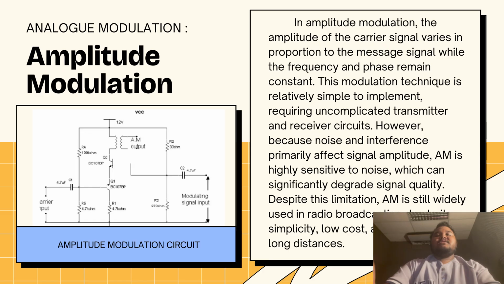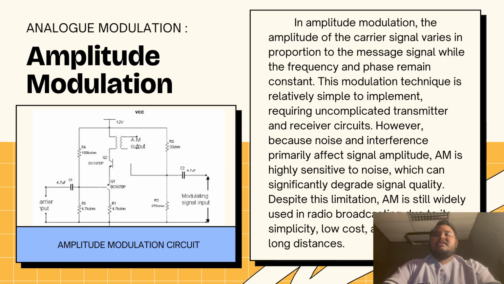So next, this is the specific slide for amplitude modulation, where we can see here in amplitude modulation, the amplitude of the carrier signal varies in proportion to the message signal, while the frequency and phase remain constant, which means the amplitude is changing to send a signal with less noise. So this modulation technique is relatively simple to implement, requiring uncomplicated transmitter and receiver circuit.